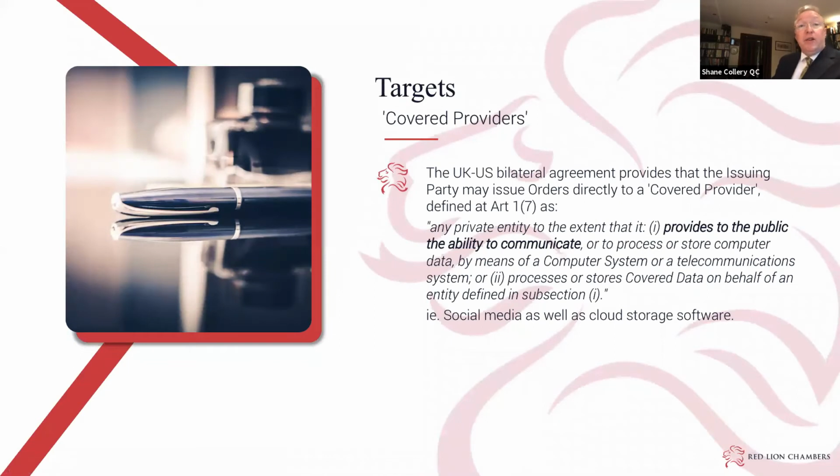Covered providers, now a key concept. The US-UK agreement provides that the issuing party, so in this case it would be the United Kingdom if we're talking about an application to the States, issue orders directly to a covered provider. Now that's defined in Article 1(7) of the agreement with the States as any private entity to the extent that it, one, provides to the public an ability to communicate or to process or store computer data by means of a computer system or a telecommunications system, or two, processes or stores covered data on behalf of an entity described in subsection 1. So again, a wide definition of what is covered that appears intended to cover social media platforms and email providers and indeed cloud storage providers.